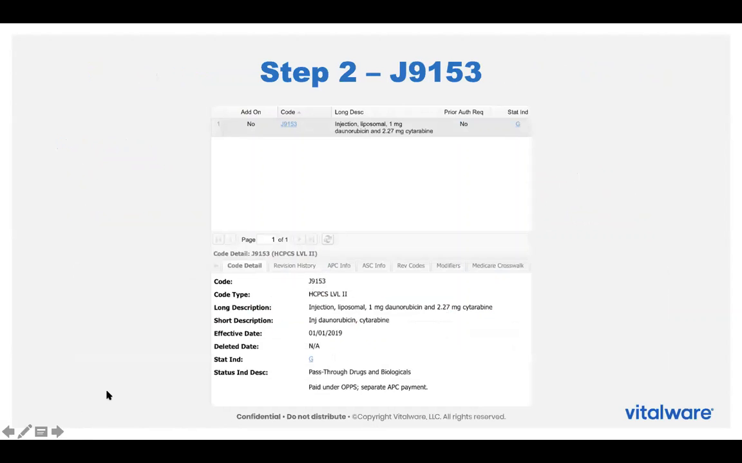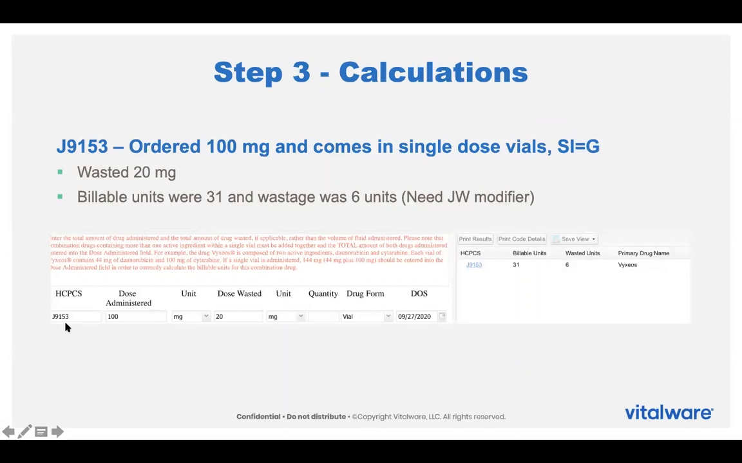However, with liposomal daunorubicin and cytarabine, that's a much different story. Here's the G code, which says it is separately payable pass-through. And then you have the J9153, which is what the NDC number coordinated to. We had 100 milligrams ordered, and it comes in a single dose, and we wasted 20 milligrams. So the dose administered was 100, the dose wasted was 20 milligrams, and we did 1 vial. The 1 vial is 120.